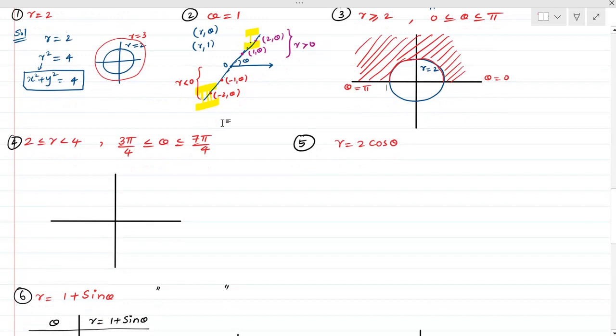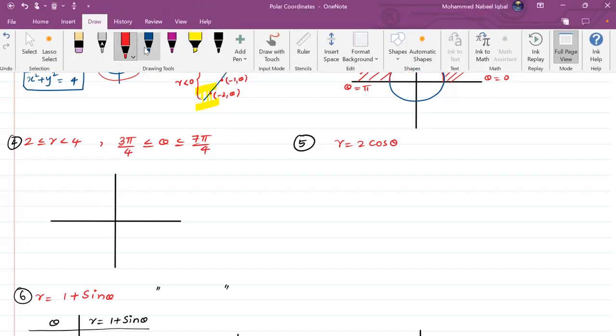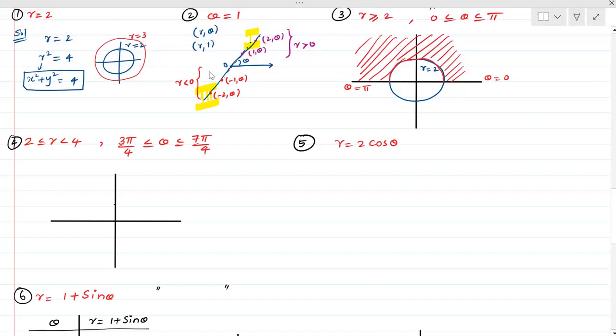Now see this one here. We will have r greater than or equal to 2 and less than 4. So I will draw the two graphs. Here r equals 2 is a smaller circle, and r equal 4 is a bigger circle, both about the origin. So this is r equals 2, and this is r equal 4.